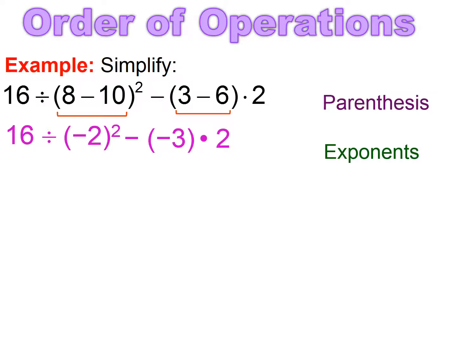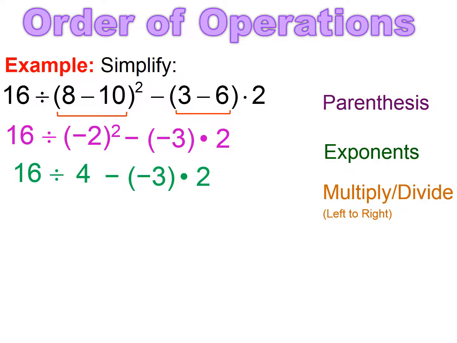The next thing is to do the exponent. Now, here you see the exponent is on the outside of the parentheses with that negative 2, which means I'm squaring the negative 2. So I'll have negative 2 times a negative 2, which will give me a positive 4. And I'm just bringing everything else down.